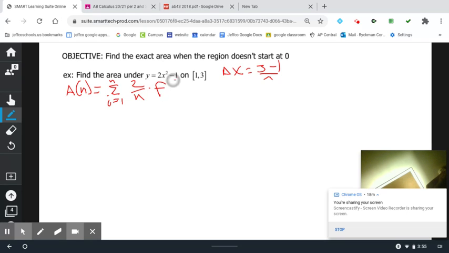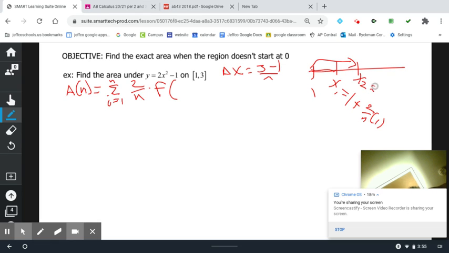The function then, when we draw our heights, we're starting at 1, and so the first x at which you draw a right height would be starting at 1 and adding a 2 over n once. The second x would be starting at 1 and doing 2 over n twice. So the ith x would be starting at 1 and adding 2 over n i times.